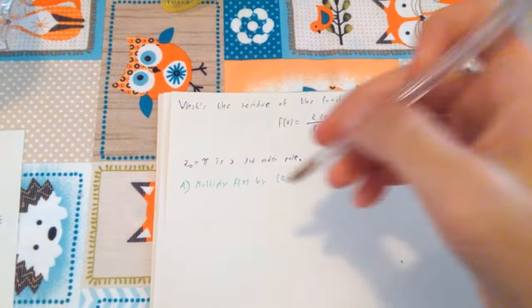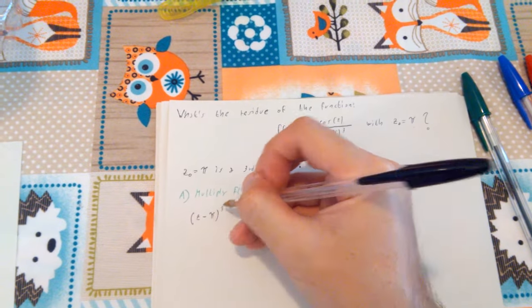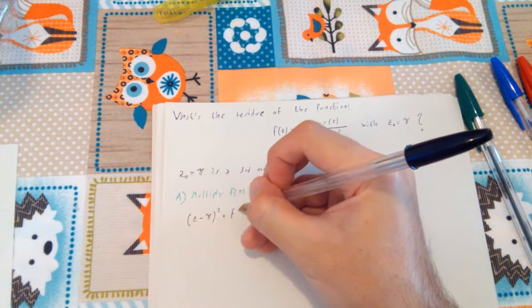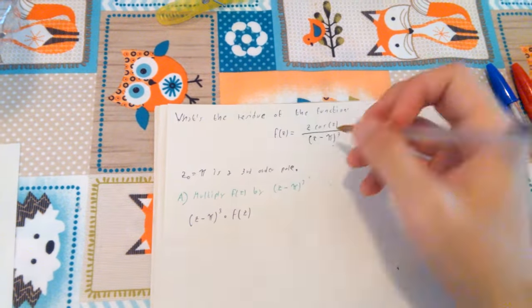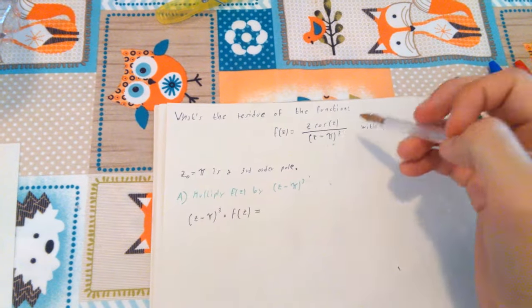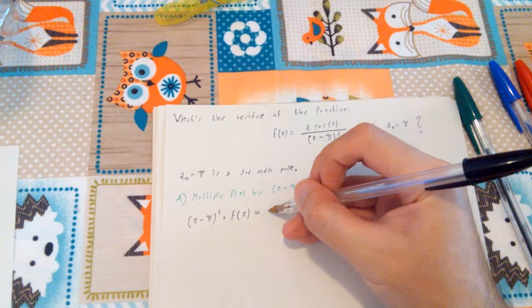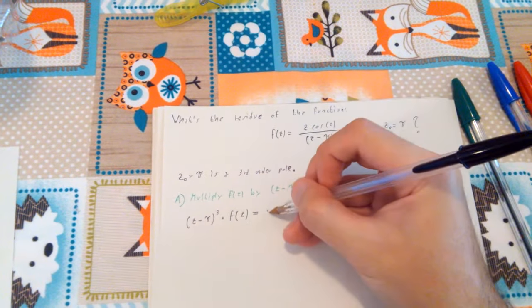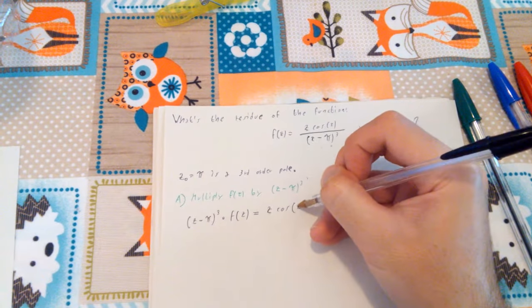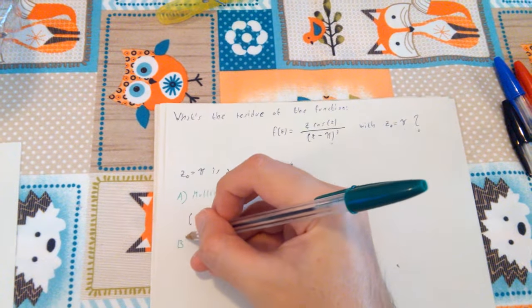So what do we do? Well, we take z minus pi cubed and we multiply times f of z, which is this thing here, which is equal to, well, it would be like getting rid of this. So it's just the numerator, so z cosine of z.